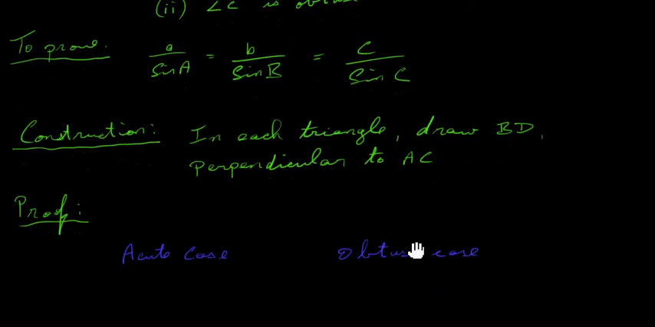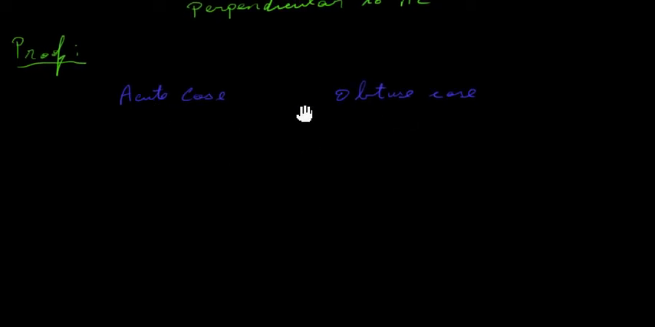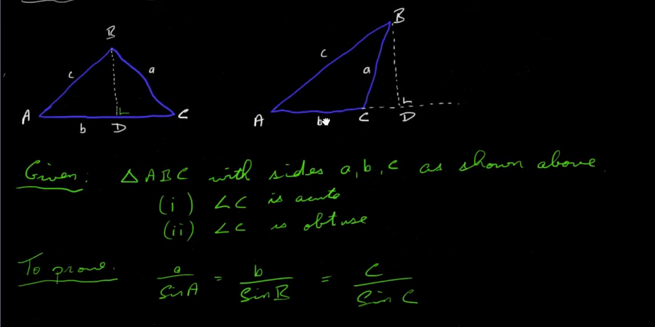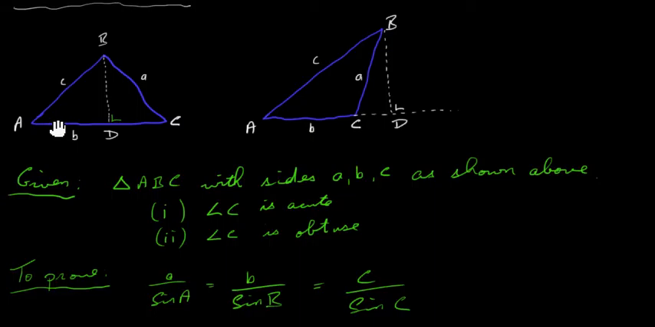Now I'm going to do the proof in two cases, the acute and the obtuse case. So let's start. The first thing I'm going to do is find the sine of our angle at A. So in our first case, this is our angle at A, and if you look at this triangle here, this is a right angle triangle. The sine of this angle at A is the opposite over hypotenuse. The opposite is BD, and the hypotenuse is the length C. So it's BD over C.